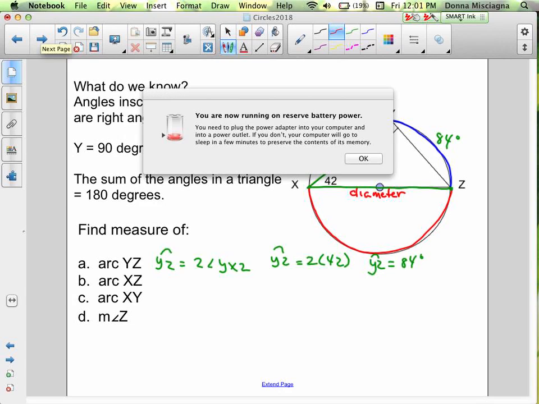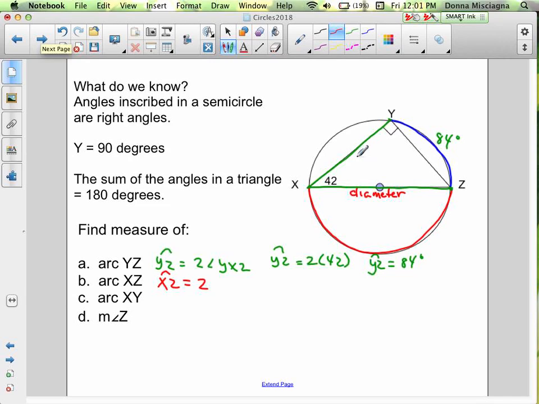Here arc XZ is going to be... I'm plugged in, but apparently my charger's not charging. I have that trouble with this one. All right, let me try it one more time. Yay! Okay.